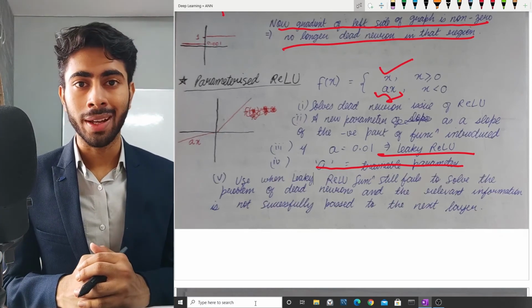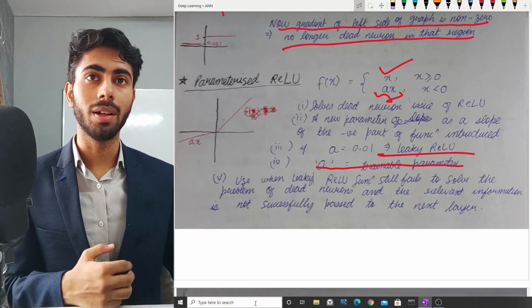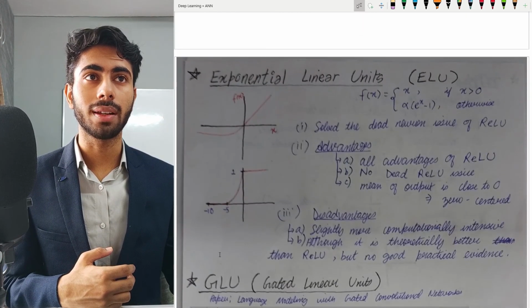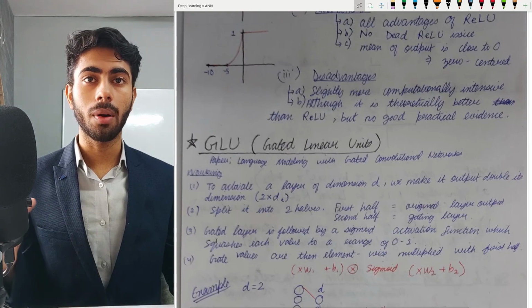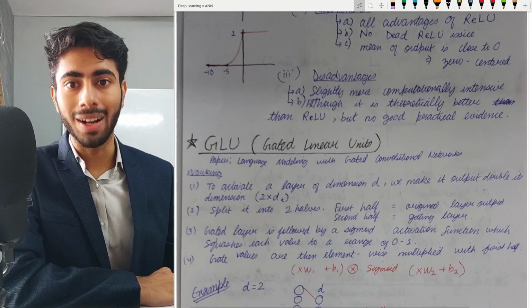So that was all for today, guys. In this video, we learned about ReLU, PReLU and leaky ReLU, and in the next video, we will be learning about the other variant of ReLU, that is ELU, and also about GLU, that is gated linear units. So we will meet in the next video. Until then, bye bye.